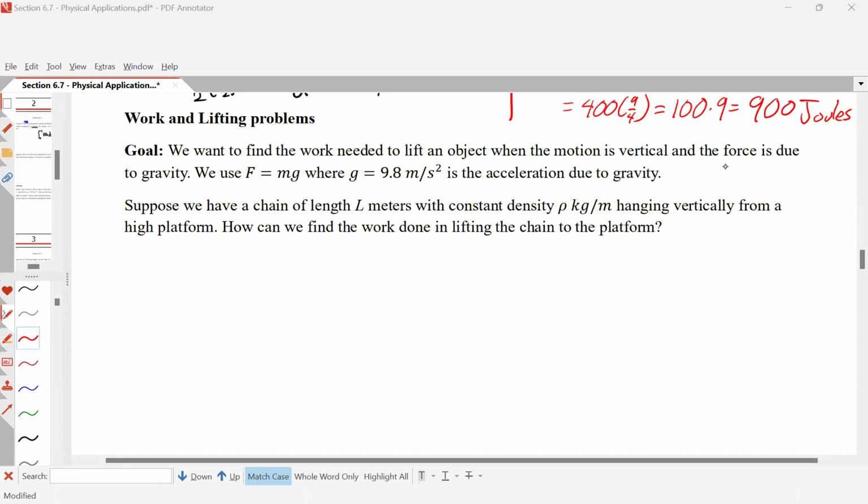Now, with a vertical distance, we're going to have a force that's due to gravity pulling down. So we're going to use force equals mass times gravity, where gravity is 9.8. Many times we might just leave g in the integral to simplify things, or we can use 9.8.